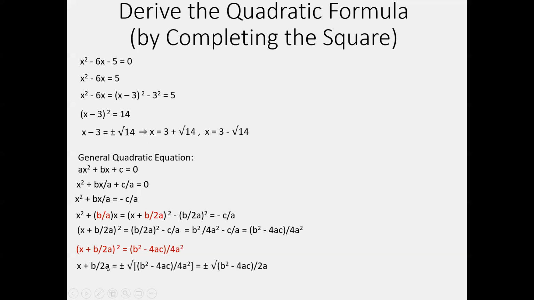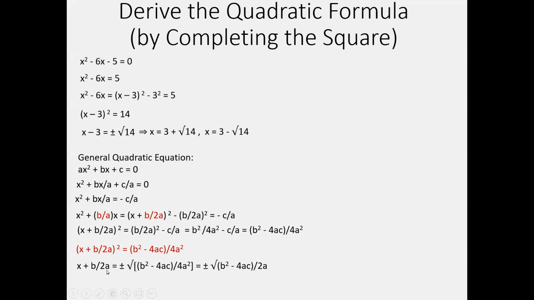Okay, and I'll simply get the plus or minus this long term. This whole thing is under the radical sign, everything, the whole fraction, numerator and denominator, plus or minus. But notice that 4a squared is a perfect square, so the square root of 4a squared is in fact 2a. And now we're pretty much done. The square root of b squared minus 4ac over 2a. We're getting very close.